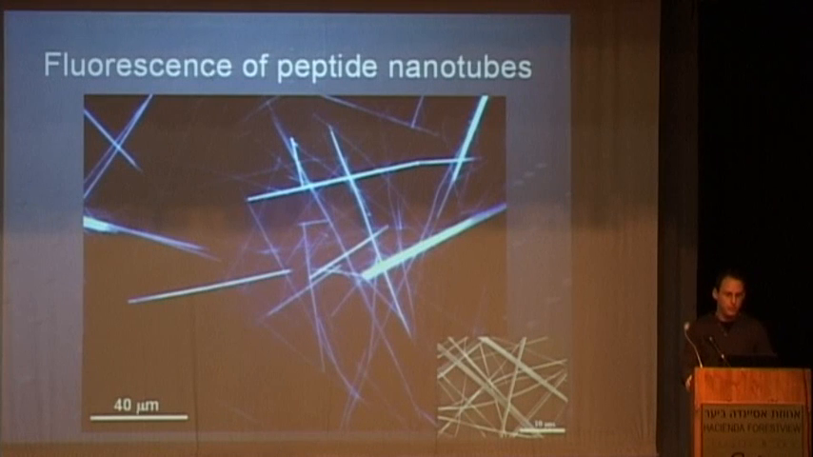Another example is single peptide nanotubes. You can see here the same image of the peptide nanotubes, also exciting at the same wavelengths, and you can see the strong luminescence coming out of the peptide nanotubes, which are basically composed only of phenylalanine, which is completely not visible in these kinds of ranges.